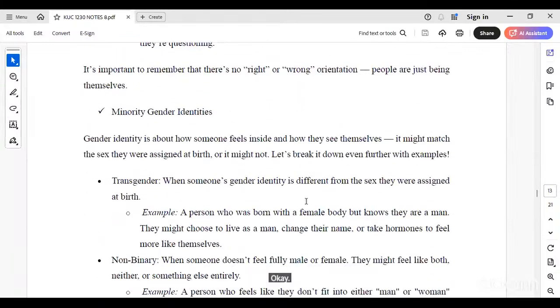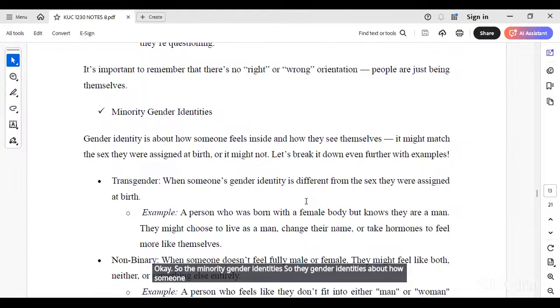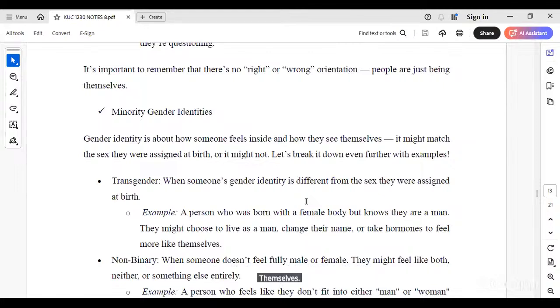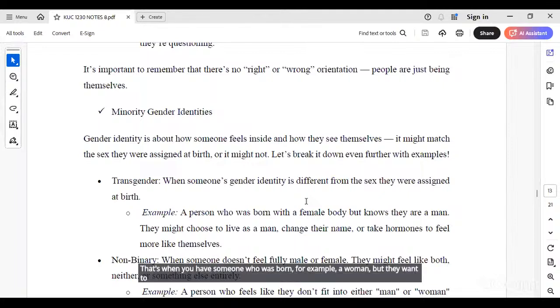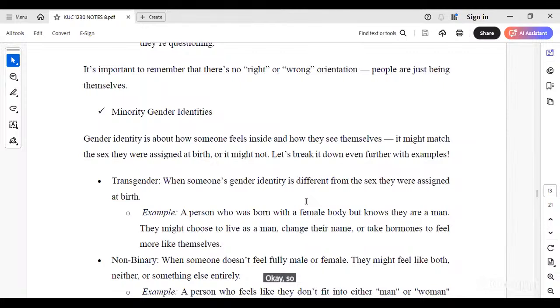So, the minority gender identities. The gender identity is about how someone feels inside and how they see themselves. So how they feel, how they want to identify themselves. That's when you have someone who was born, for example, a woman, but they want to be identified as a male. Okay.